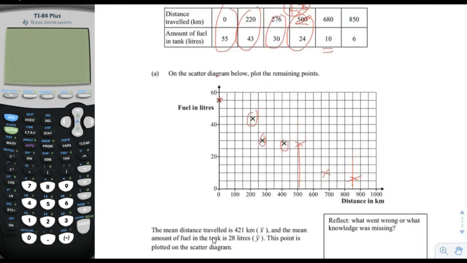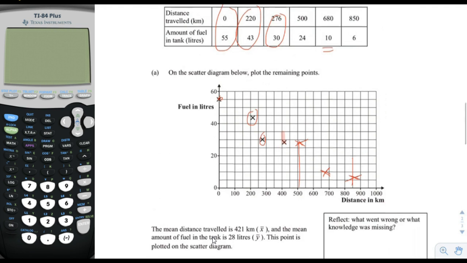524. If you look at their data here, 524 they don't have. And you can mark it right there. And then 680, 10 they don't have. You can mark it right there. And then 856, they also don't have. You can mark it right there. Okay? And then you might be wondering, what is this point right there? We're going to see that in a second, okay? Because that's not one of the points that they give us.